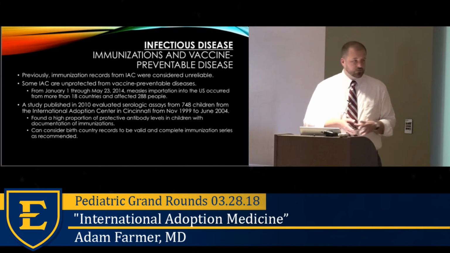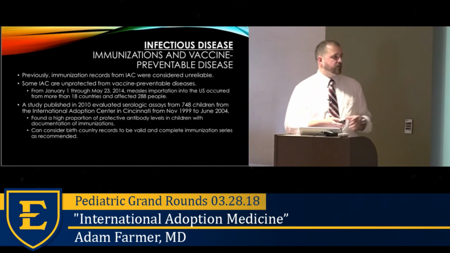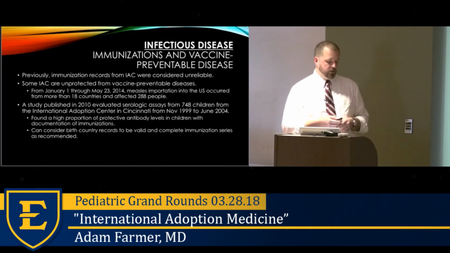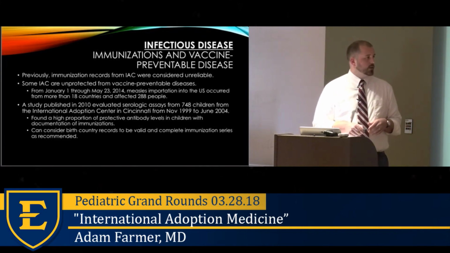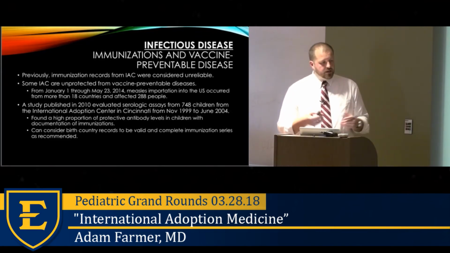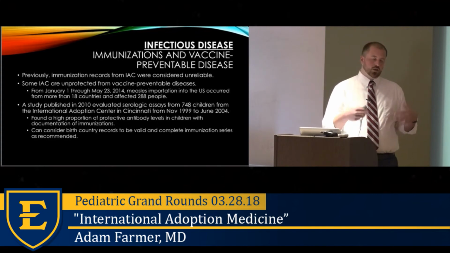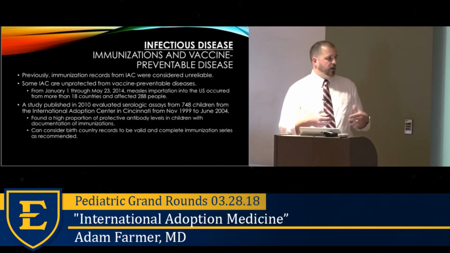Some internationally adopted children we have evidence of being unprotected, with different measles infections happening in 2004, 288 different people from 18 different countries. However, more and more research is coming out saying that you can actually trust the immunization record.